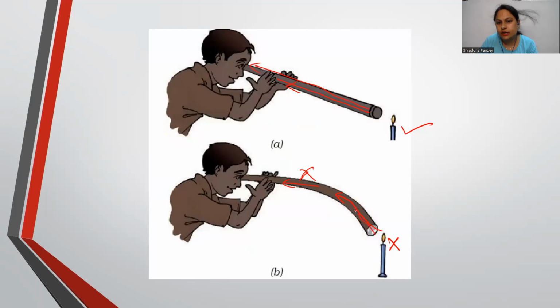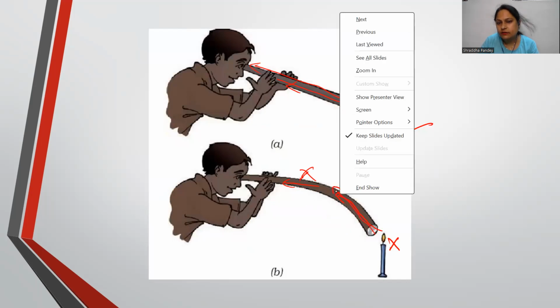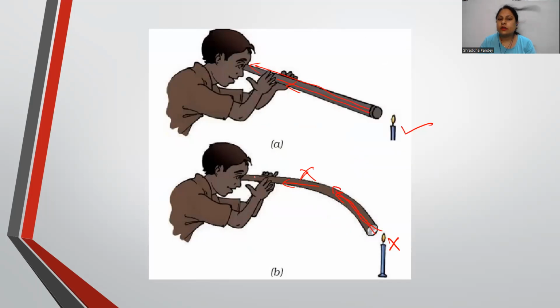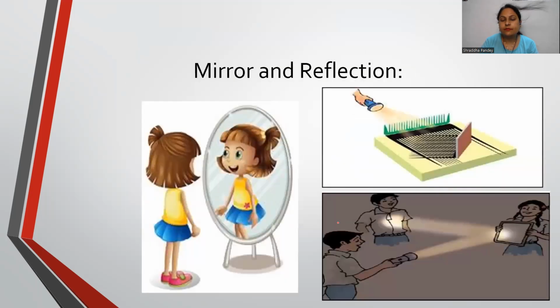Okay, because it is straight. Here it is obstructed. So it does not travel here. That's why it is not visible.